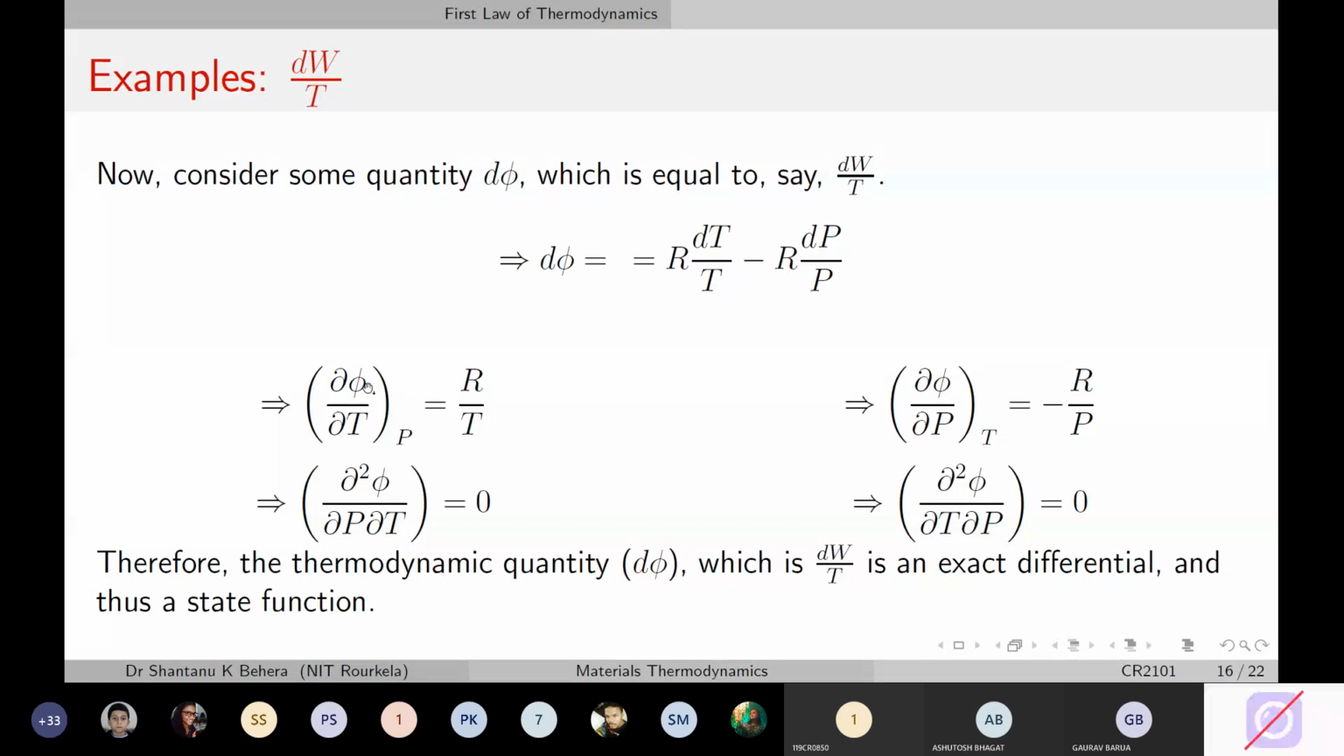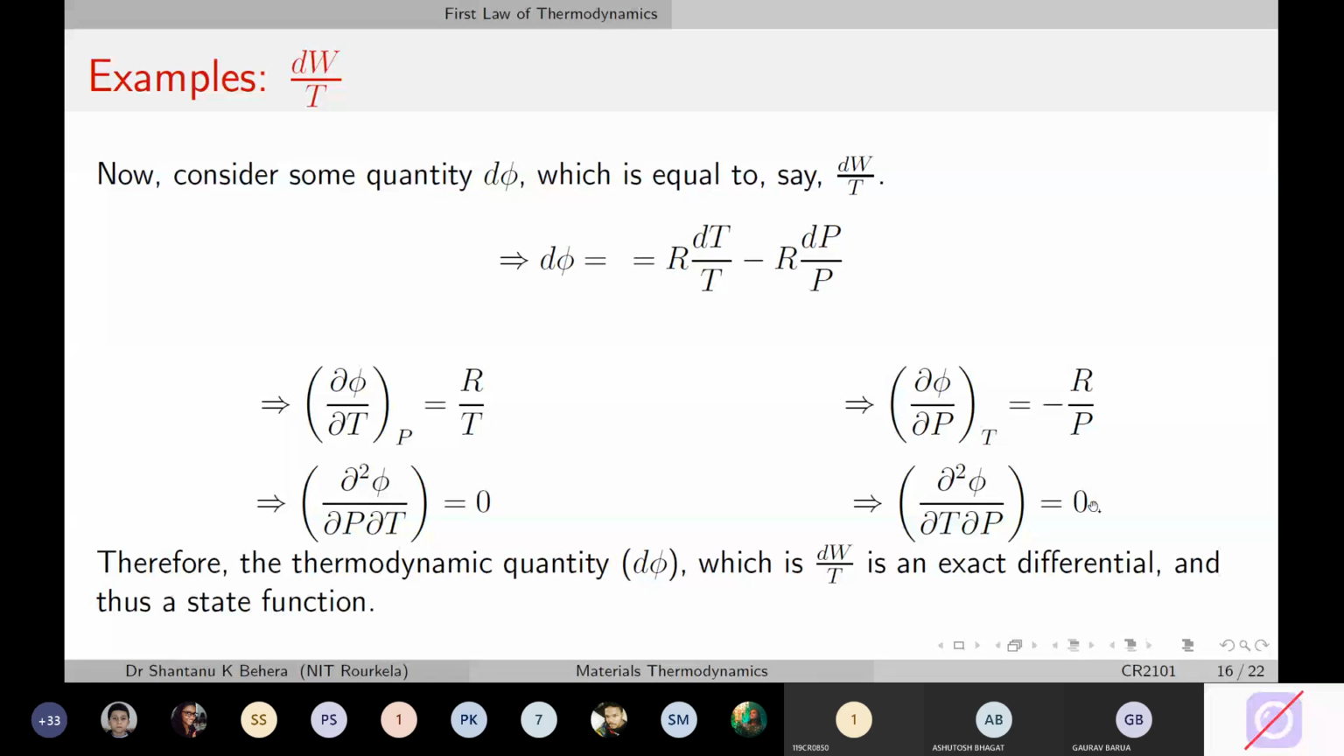You take del phi by del T at constant pressure, which gives you R by T, and then you do del square phi by del P del T, because here pressure was constant. Then you change pressure in the second step, which gives you 0. Likewise, you do the first partial derivative of phi with regards to P, which gives you minus R by P. In the second stage, you do the partial derivative with regards to T of this whole term, del square phi by del T del P, which again gives you 0.